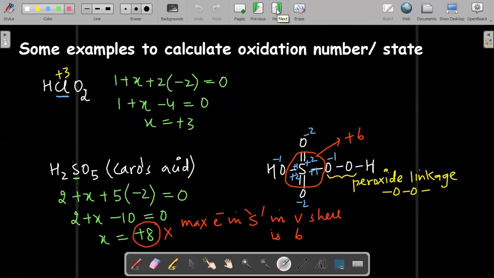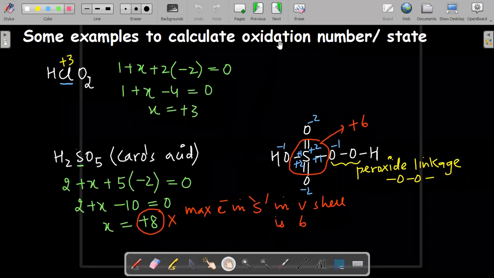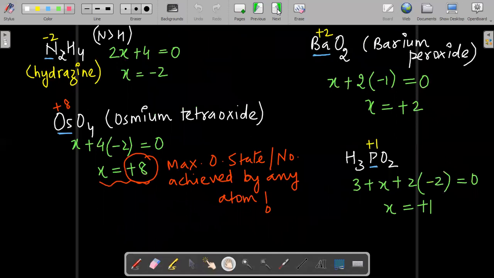Again, some more examples to calculate your oxidation states and numbers. H2SO5 is Caro's acid or peroxysulfuric acid, anyway you want. And we have the examples of hydrazine, osmium tetraoxide, barium peroxide, and H3PO2. That is phosphinic acid or hypophosphorus acid.